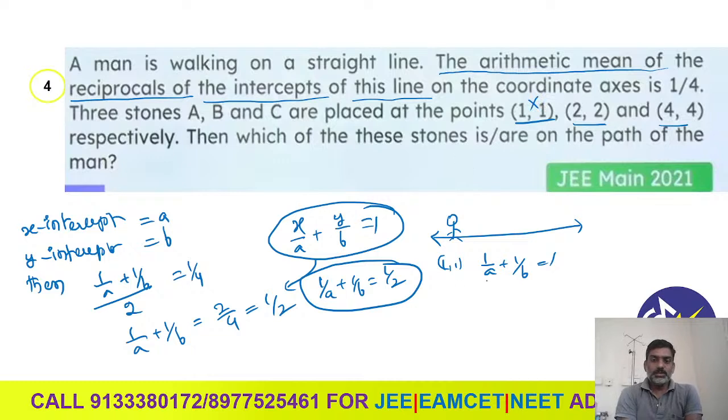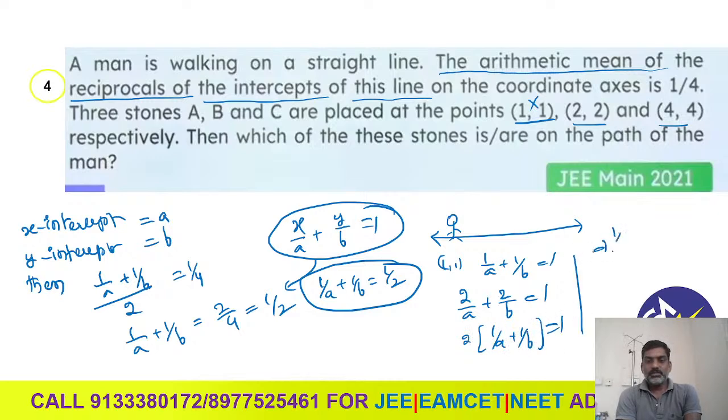Next (2,2), let us see. 2 by a plus 2 by b equals 1. Take 2 common. 1 over a plus 1 over b is equal to 1 over 2. Same condition we are getting. So (2,2) can lie on the line.